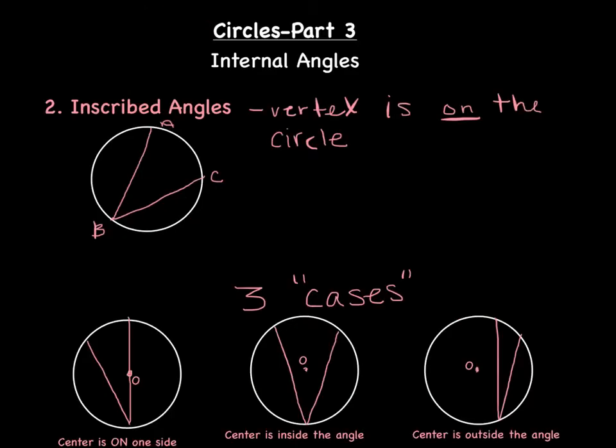Now, just like central angles, inscribed angles have a pretty simple way of finding them. The measure of angle ABC, in this case angle ABC is our inscribed angle, is equal to 1/2 of the measure of the arc that it intercepts. So 1/2 the measure of arc AC in this case.